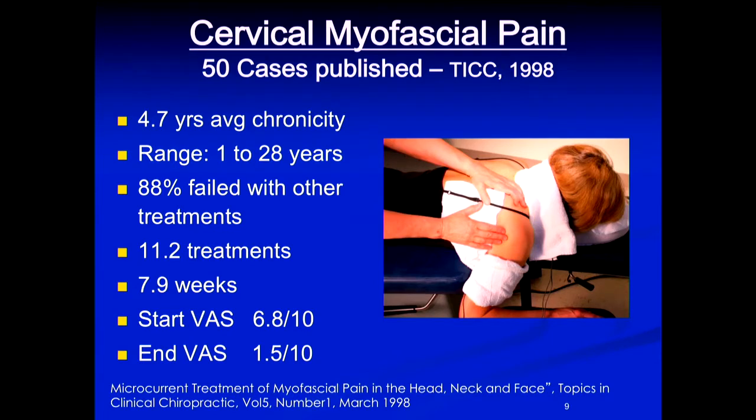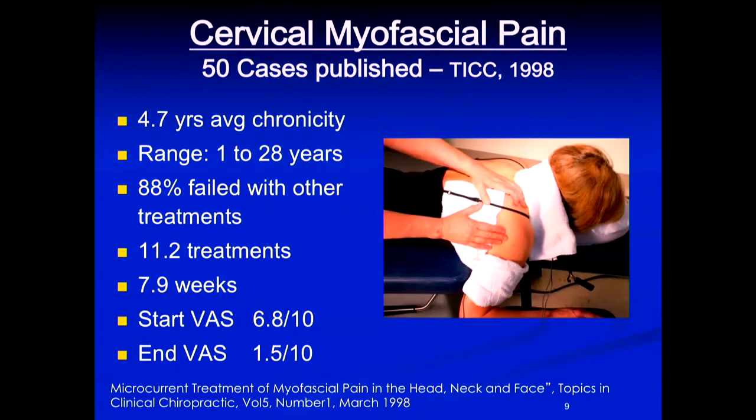So we figured that if they were going to have a placebo effect, they would have had that placebo effect with one of the 6 other people they've seen before they got to the clinic. So they were effectively their own controls. 11 treatments in 8 weeks, their pain went from an average of a 7 to an average of a 1.5 or 2 out of 10.